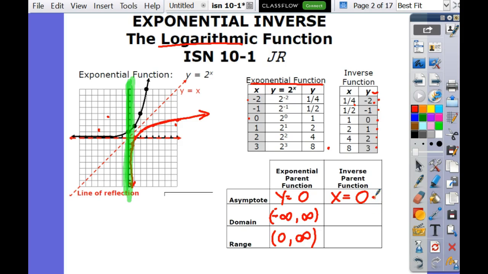If it's an inverse, the x and the y switch places, so what's going to happen to the domain and range? The domain goes with x, so it's going to switch to the range. The range goes with y, and so for the inverse, it's going to go with the domain. So the domain and range are going to switch because the x and y switched.